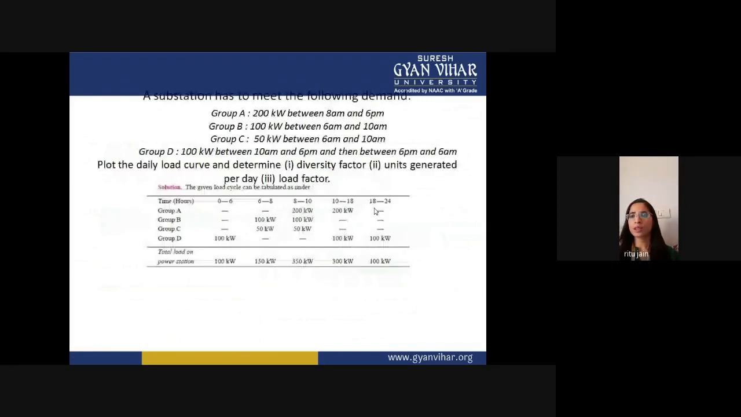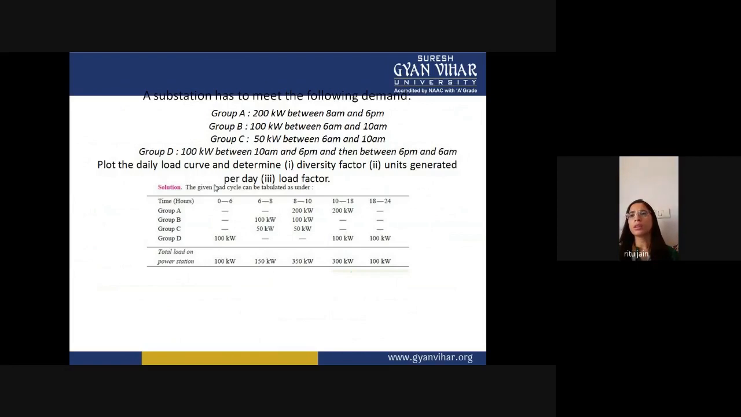Now let's come to the next question. So next question is that a substation has to meet the following demand. Okay, there are four groups, and group A required 200 kilowatt between 8 a.m. to 6 p.m. Group B required 100 kilowatt between 6 a.m. and 10 a.m. Group C required 50 kilowatt between 6 a.m. and 10 a.m. and Group D required 100 kilowatt between 10 a.m. and 6 p.m.